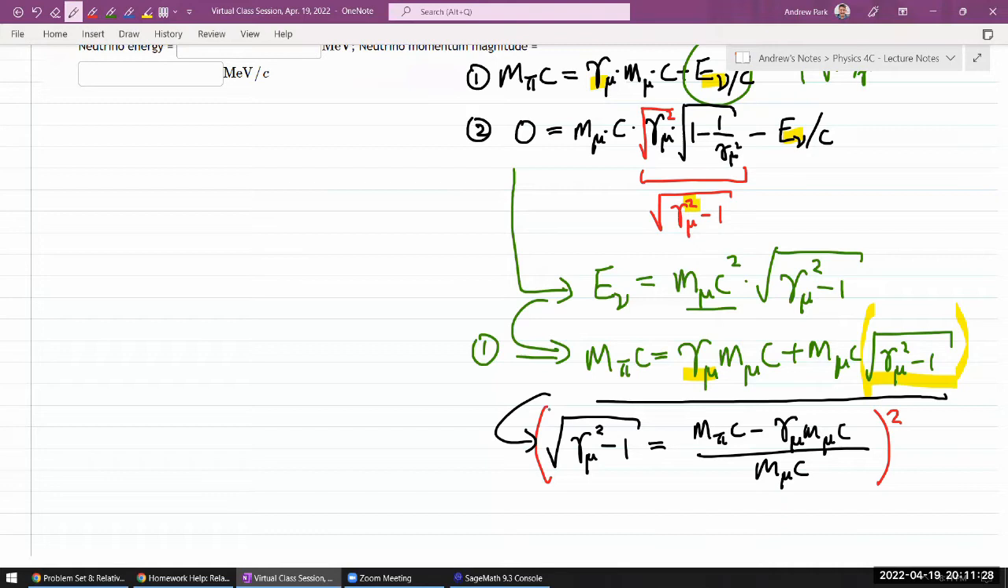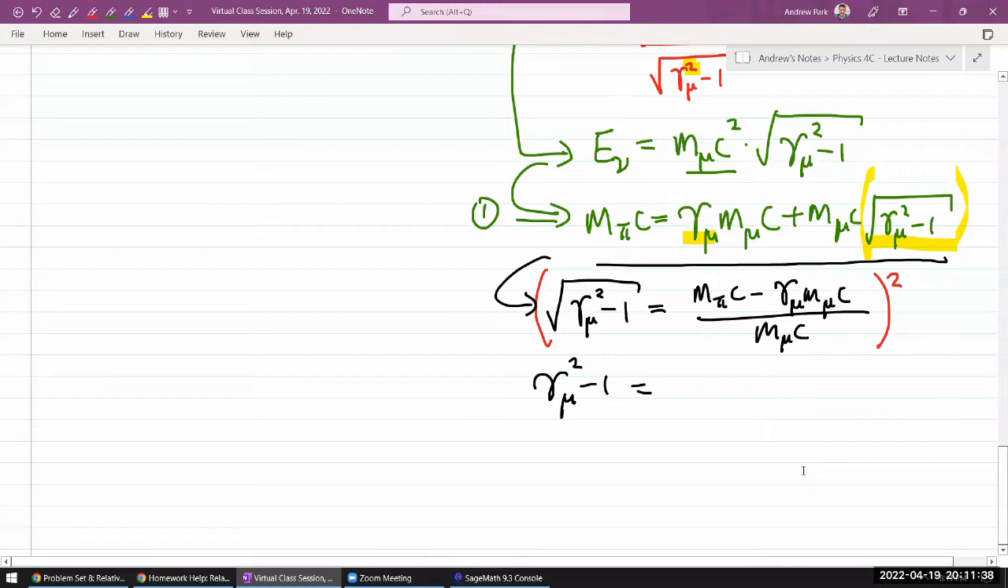Then on the left hand side, I end up with gamma mu squared minus one. On the right hand side, normally I would do this pair, but let me write it out and you will see why I am not despairing. I'm going to simplify this a little bit. I'm going to distribute the division by m mu c so that the second term will just have gamma mu and the first term will have m pi over m mu, just the ratio of the masses, c's cancel out. So when I square this term, minus gamma mu first, I get gamma mu squared. I hope you are seeing that this will cancel out. That's what gave me hope as I was looking at the expression earlier.